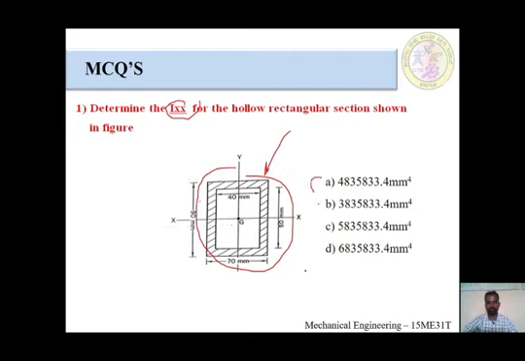The four options are: first option is 4835833.4 millimeter raised to 4. Second option is 3835833.4 millimeter raised to 4, and third option is 583583.4 millimeter raised to 4, and fourth option is 6835833.4 millimeter raised to 4. Answer carefully and tick any one of these options.